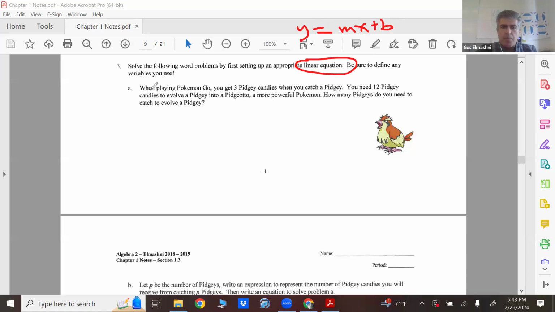So for A, when playing Pokemon Go, you get 3 Pidgey candies when you catch a Pidgey. You need 12 Pidgey candies to evolve a Pidgey into a Pidgeotto, a more powerful Pokemon. Okay, I don't know Pokemon, sorry. How many more Pidgey candies do you need to evolve a Pidgey?